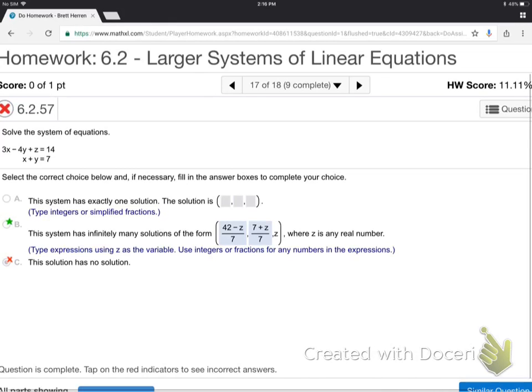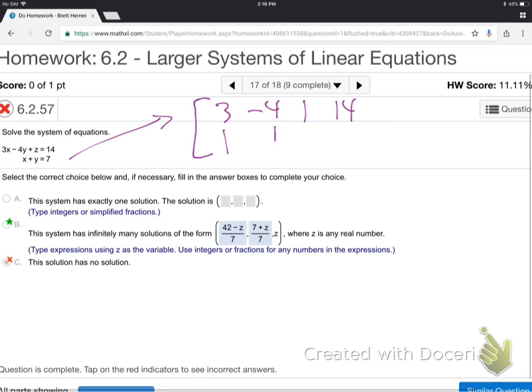I'll move on. Let's do number 17. All right, so you can see the answer is going to come out infinite, and then you have to type them in with Z's and stuff. I called it W. It's really whatever letter is coming next. Okay, let's put it in. Come on up here. Let's put this into our calculator. 3, -4, 1, 14.